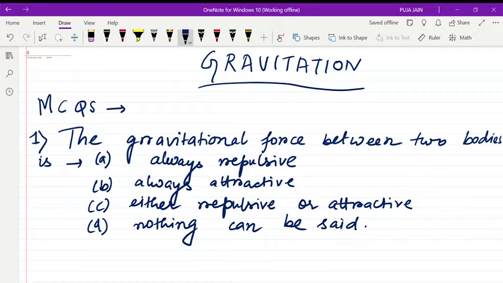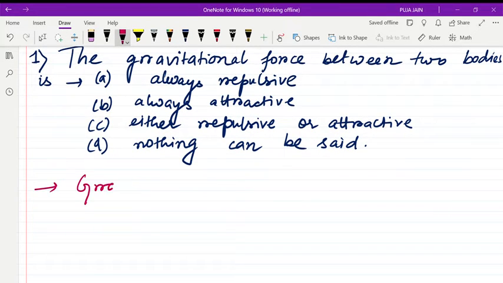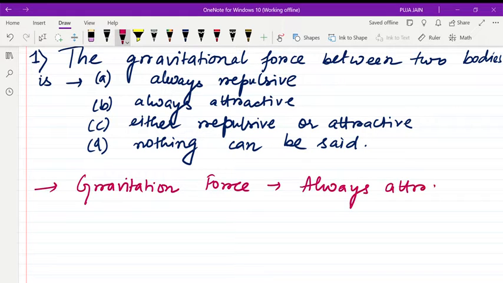First you try yourself what they have asked. The gravitational force between two bodies is. In the first lecture of gravitation, I told that the law of gravitation says gravitational force is always attractive, right? That's the reason whenever we throw any object upward, it falls downwards. The gravitational pull of the earth is pulling that object towards itself. That is, the force is attractive. So our option B is correct. Okay. Next question.